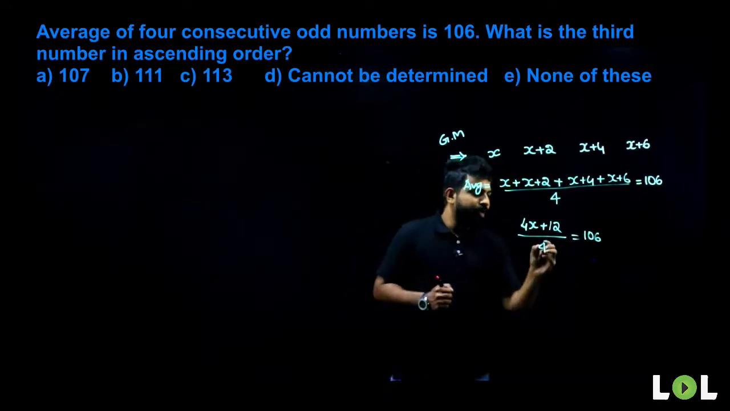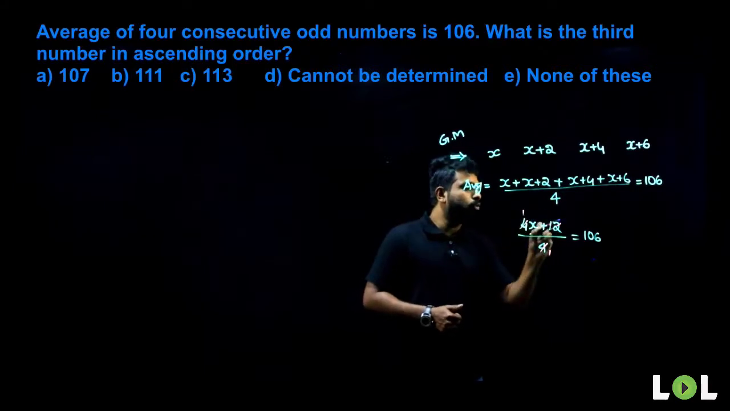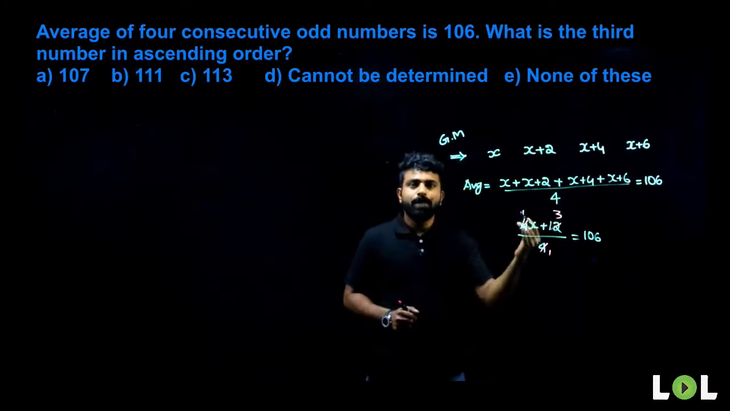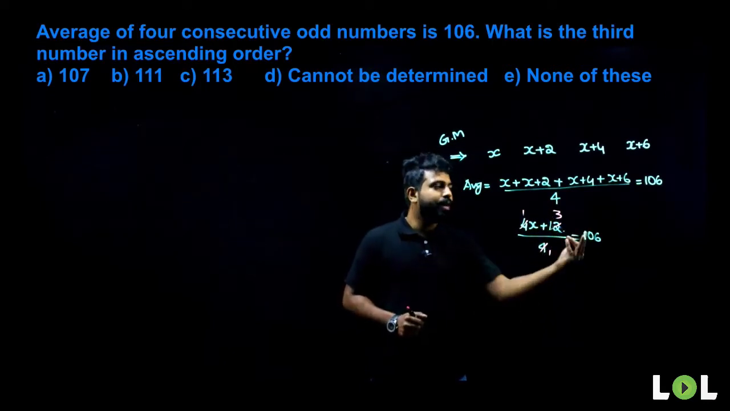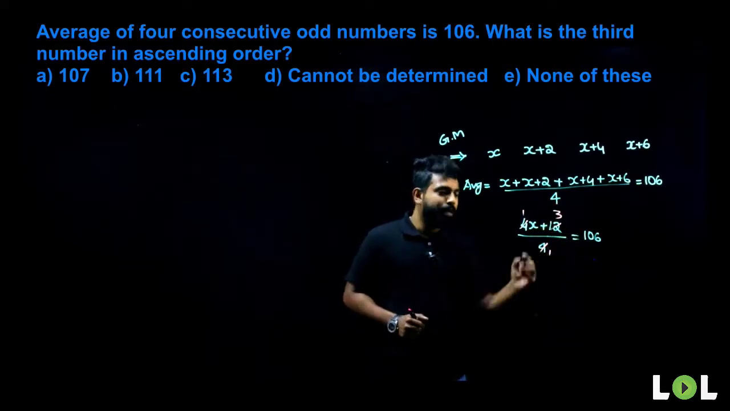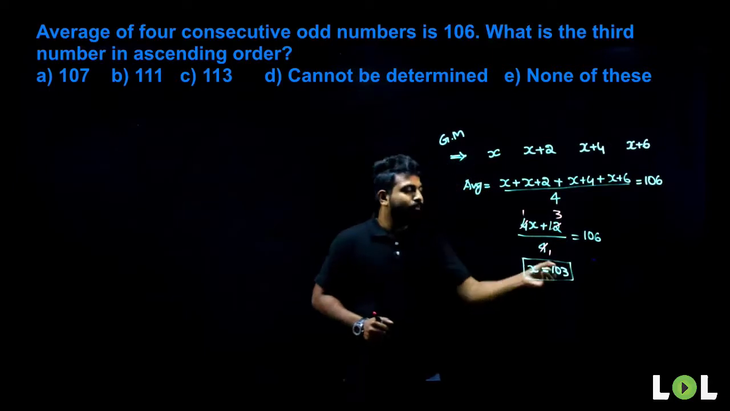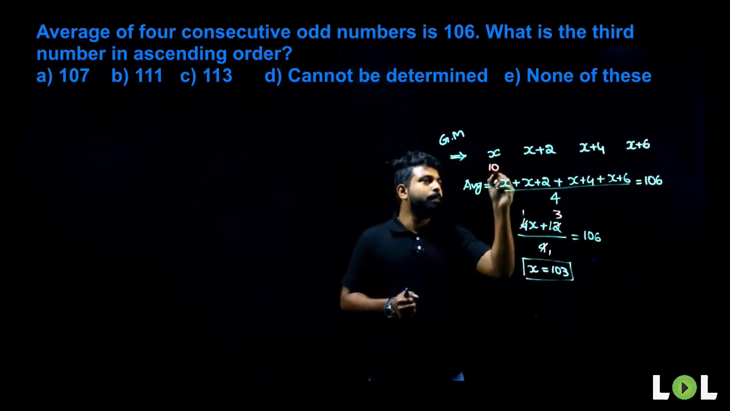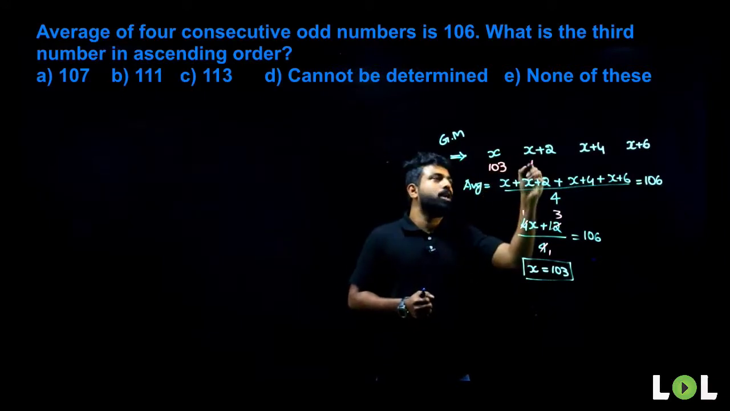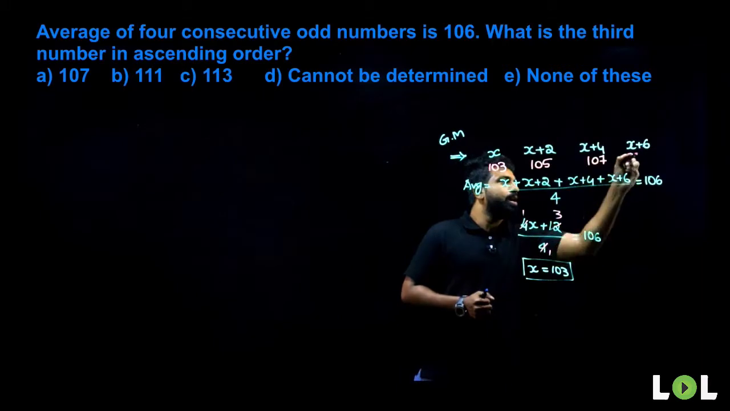So now, if I cancel this out, what do I get? 4 one times, 4 one times and 4 three times. So what will be the value of x here? 3 going to the other side will become minus 3. 106 minus 3 will give me 103. So the value of x will be 103. So what will be my 4 consecutive odd numbers? It will be 103, the next odd number will be 105, then 107 and 109.